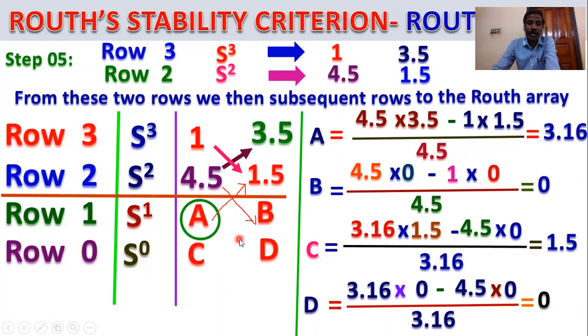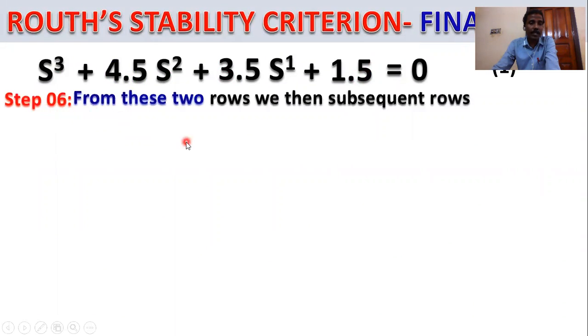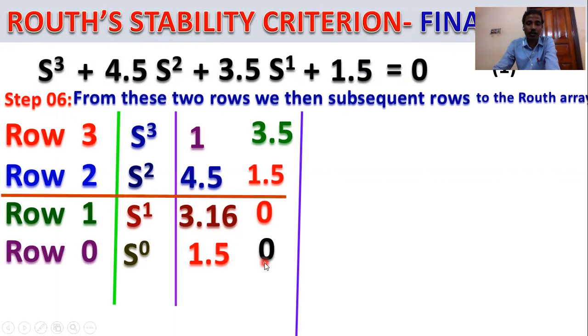Put the values of A, B, C, D here. This is the final Routh stability table, step number 6: A is 3.16, B is 0, C is 1.5, and D is 0.